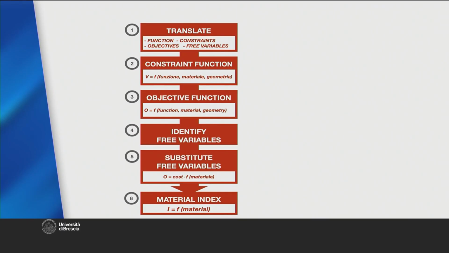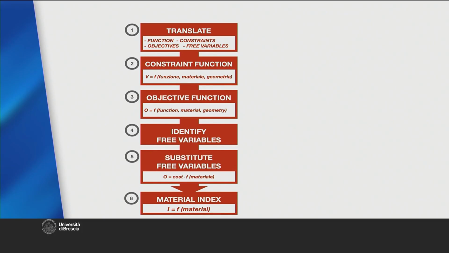The sequence of steps involves translating the design requirements into terms of function, constraints, objectives, and free variables. State an equation for the constraints that affect the project. Develop an equation for the objective. Identify the free variables in these equations. Substitute the free variables wherever possible, starting from the constraint equation within the objective function, and identify in the new objective function the material properties, whether individual or combined, that optimize the problem. Finally, make the material index explicit.